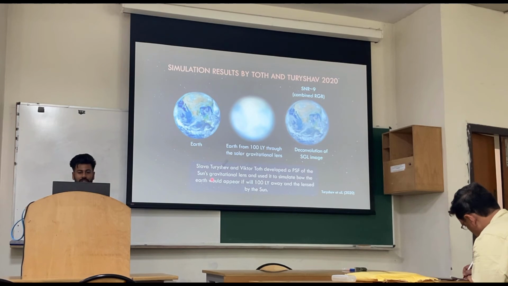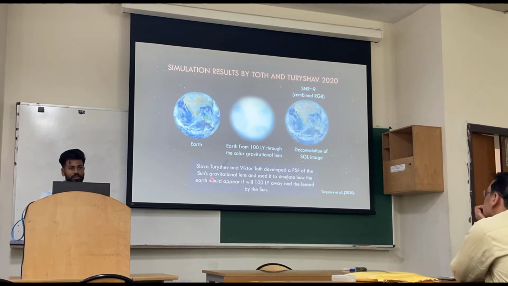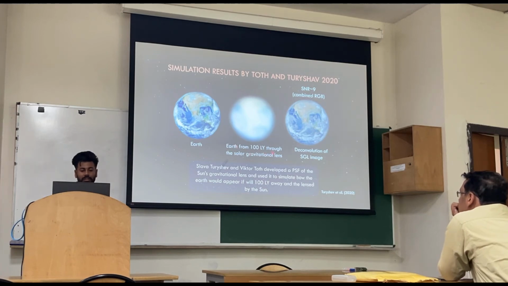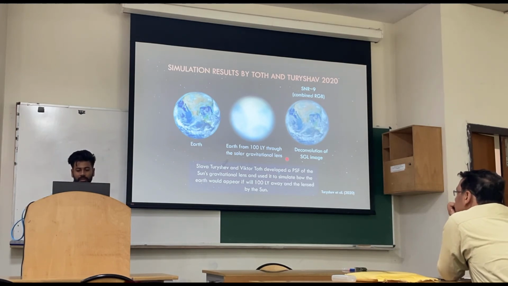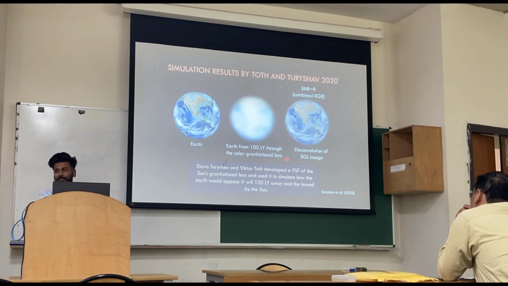So this is the simulation result by Toth and Turyshev in that paper published in 2020. They constructed an image of the Earth from 100 light years through the solar gravitational lens using the point spread function, and using deconvolution they reconstructed that image through the SGL. So this was my presentation.